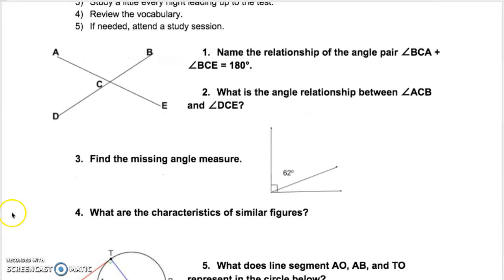Question number 1. Name the relationship of the angle pair BCA to angle BCE equaling 180 degrees. And number 2, what is the angle relationship between ACB and DCE?